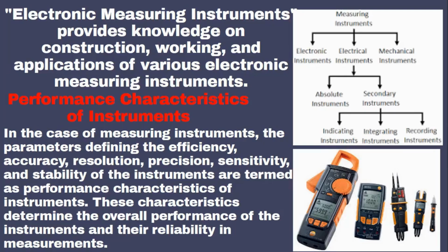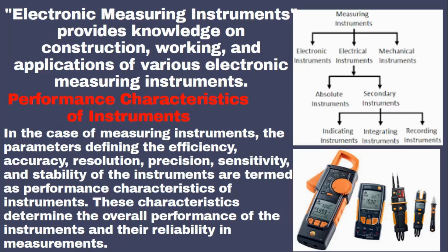Okay, now we'll understand the performance characteristics of an instrument. In the case of a measuring instrument, the parameters defining the efficiency, accuracy, resolution, precision, sensitivity, and stability of the instrument are determined as the performance characteristics of the instrument. So when somebody asks you about performance characteristics, you have to remember these points: accuracy, resolution, precision, sensitivity. These characteristics determine the overall performance of the instrument and its reliability in the measurement.